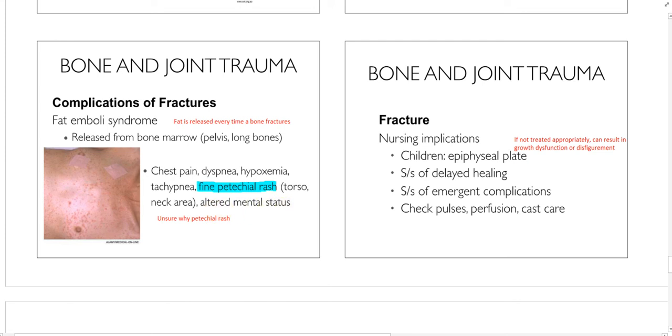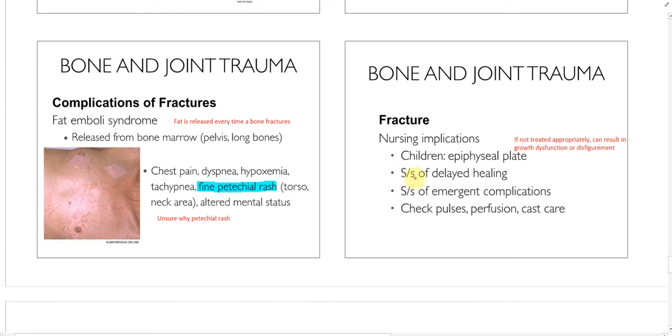So when it comes to implications for fractures, children are at risk of having their epiphyseal plate fractured. It's a weakened spot. It's not fully developed yet, and when they have a fracture, that needs to be confirmed and checked more readily than with adults, because if it's not treated appropriately, that can result in growth dysfunction. They may have a shorter limb than the other limb, or disfigurement in that the bone grows in a different direction than it should, and may present with some mobility or functional impairment.